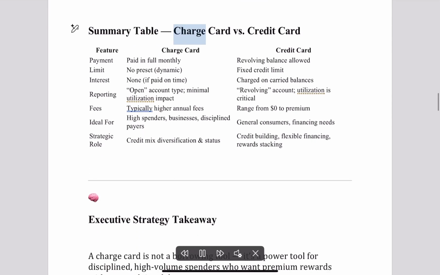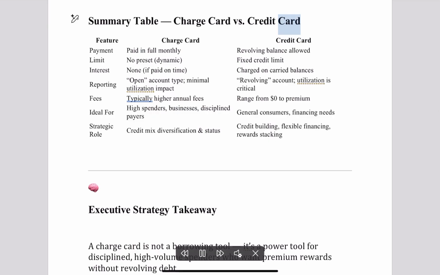Summary table. Charge card versus credit card. Feature, charge card, credit card. Payment: paid in full monthly; revolving balance allowed. Limit: no preset, dynamic; fixed credit limit. Interest: none if paid on time; charged on carried balances. Now they're just going over a summary table of the pros and cons of each card.